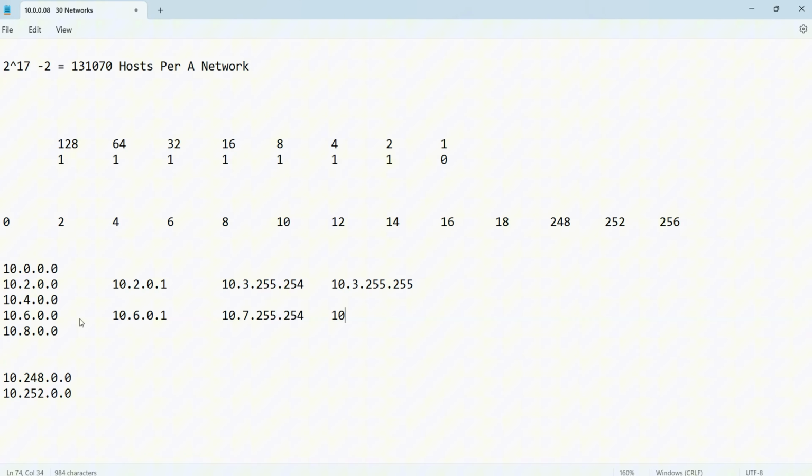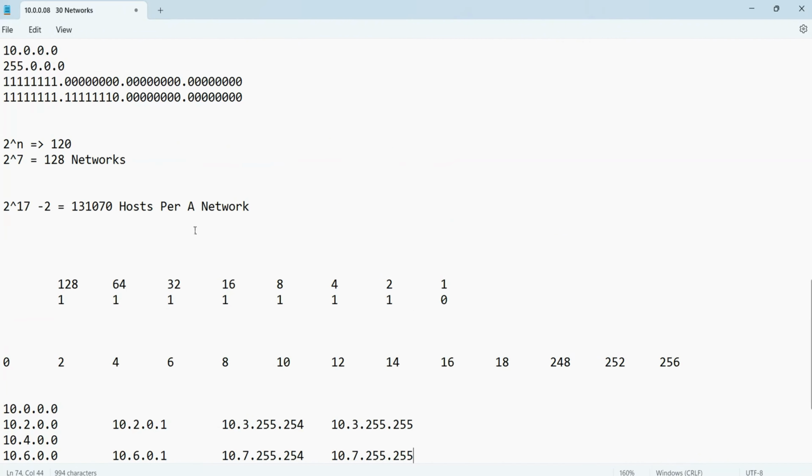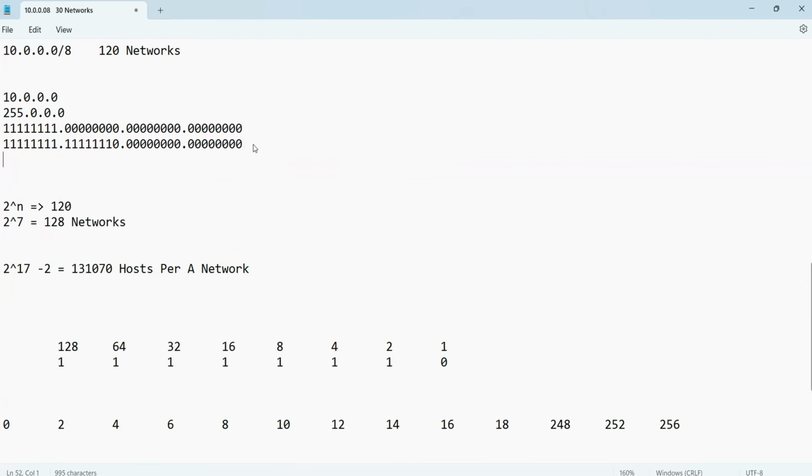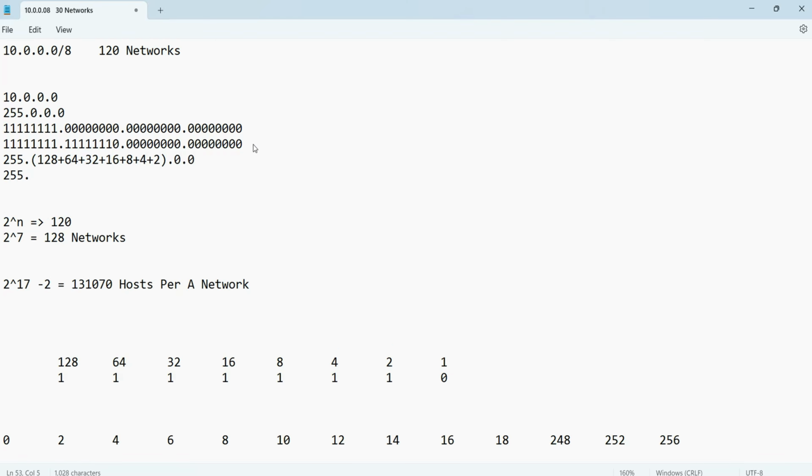.255.254, and then that's the last host, and the broadcast is 10.7.255.255, just like that. What is the subnet mask for all of them? Oh, okay, 255 dot what? 128, 64, 32, 16, 8, and 4, and what was the last one? 2. See that? Dot zero dot zero. So it's a 255 dot what? Dot 254 dot zero dot zero.